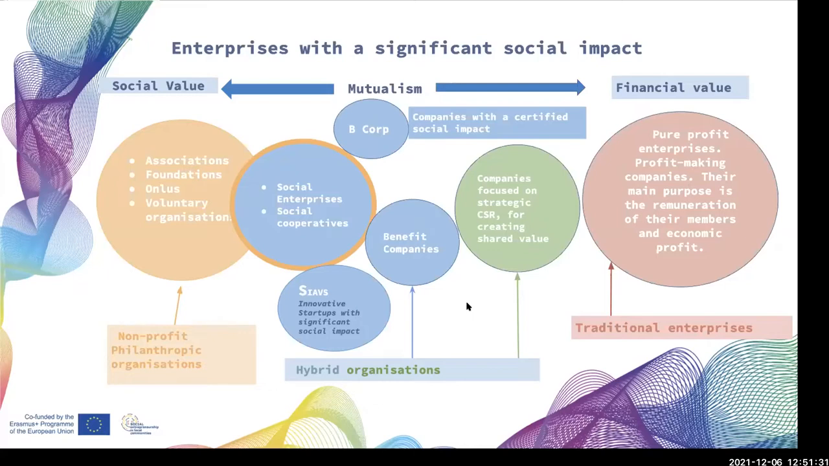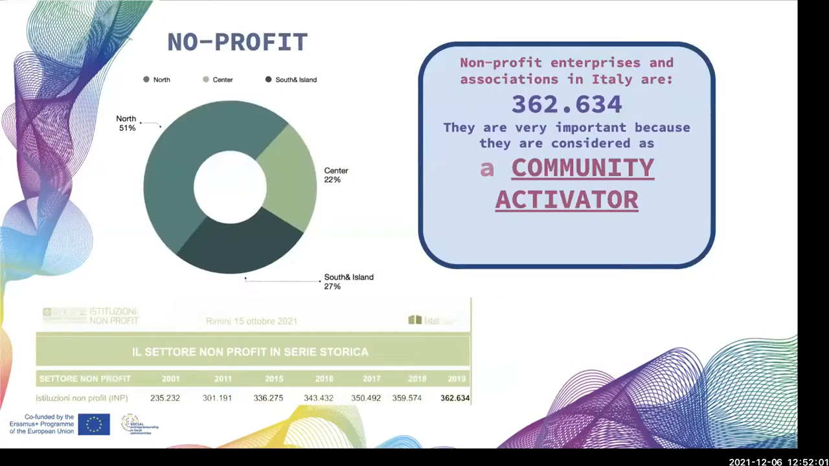Then as we move towards traditional enterprises, we also have companies that have strategic policies related to corporate social responsibility and to creating shared value. And then we have, in the end, the traditional enterprises, whose main goal is to reach economic profits. So regarding the no-profit organizations, I have to say that most of them are located in the north of Italy, and they are very important because they are considered community activators. And so they contribute to the social welfare in Italy. And the number of non-profit organizations is constantly increasing a lot.